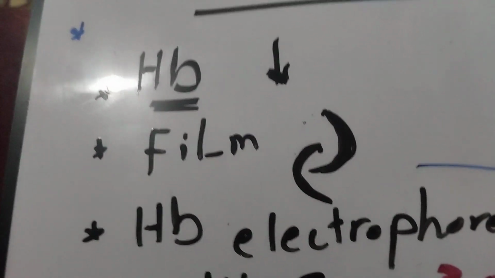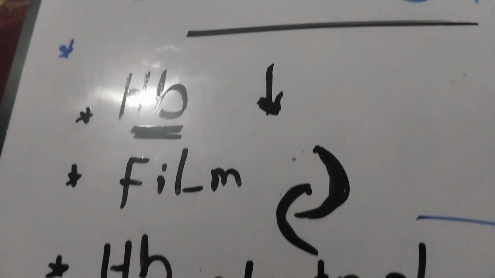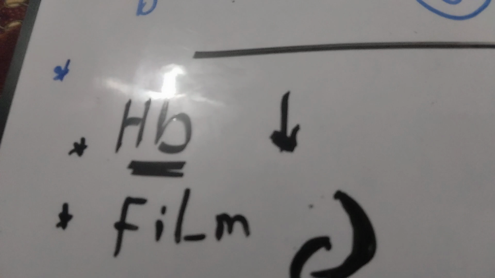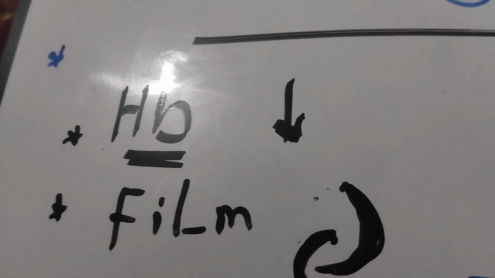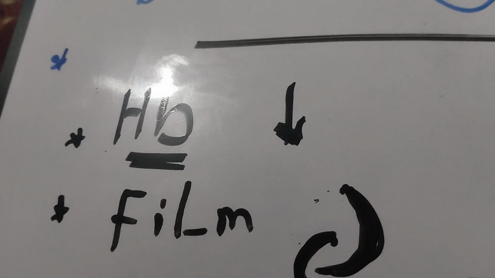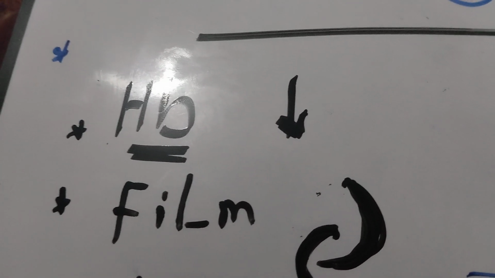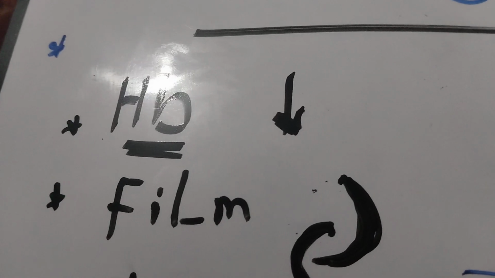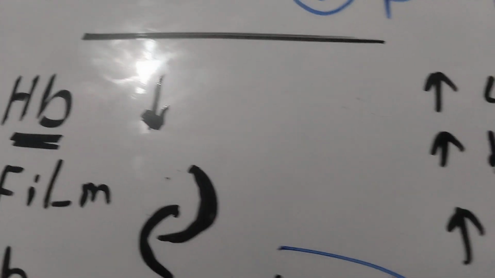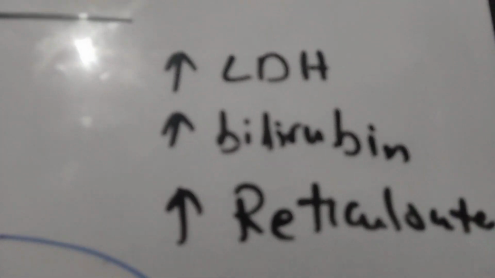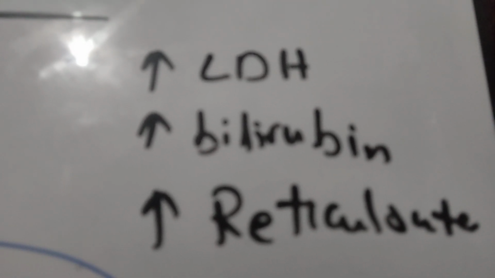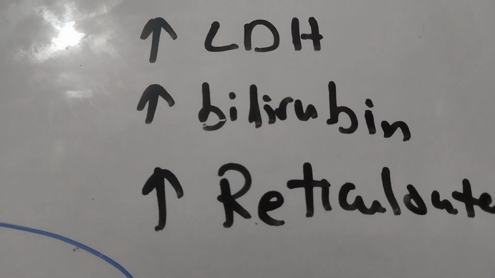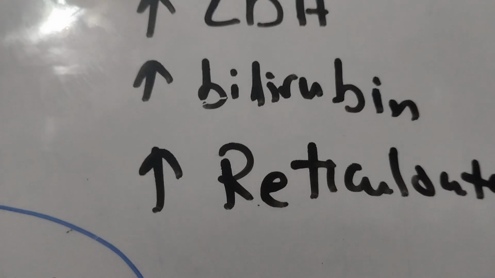How to diagnose? There is anemia. What kind of anemia? This anemia means that hemoglobin is low. Hemoglobin is low means that in the adult female it's less than 11 gram per deciliter, and in the adult male it's less than 12 gram per deciliter. What kind of anemia? It's hemolytic, which is characterized by elevation in the LDH, elevation in the unconjugated bilirubin, and increase in the reticulocytes because the bone marrow is working very fast.